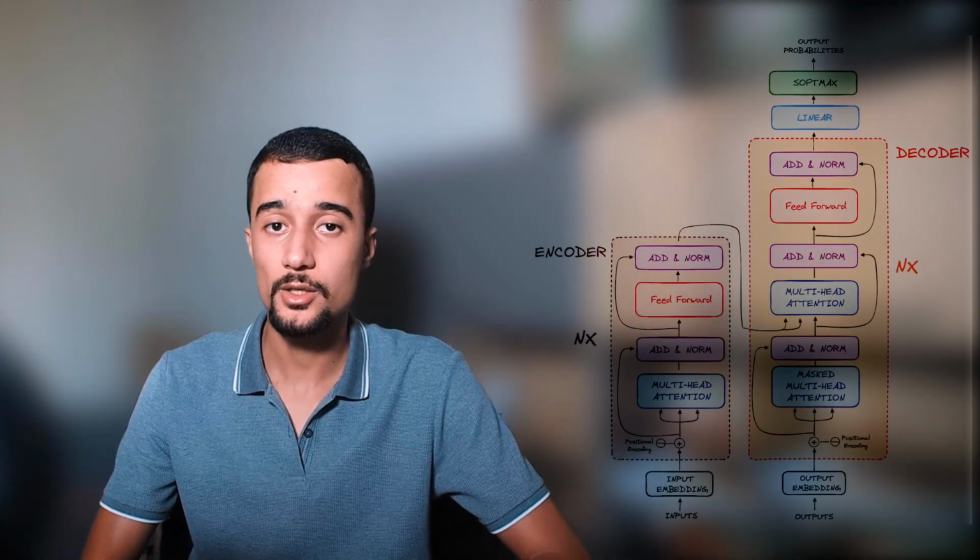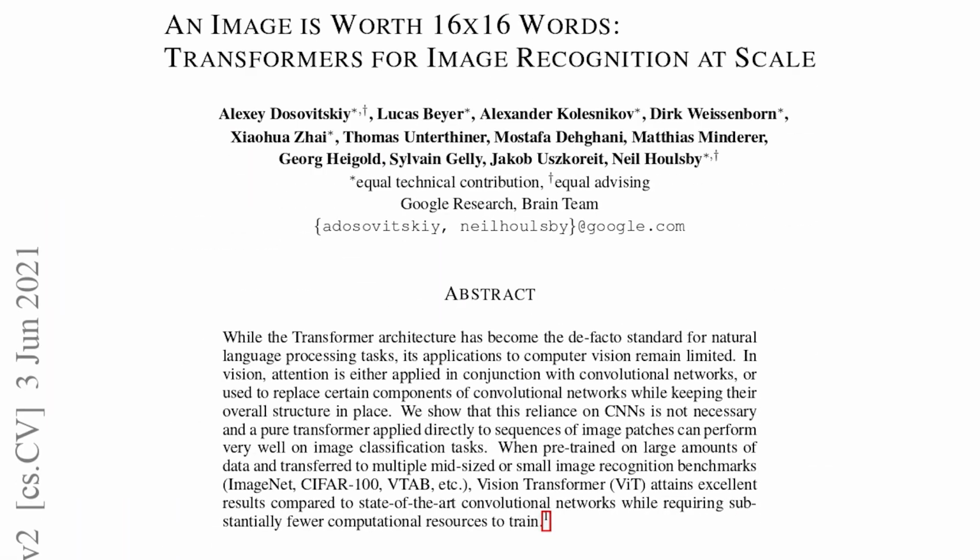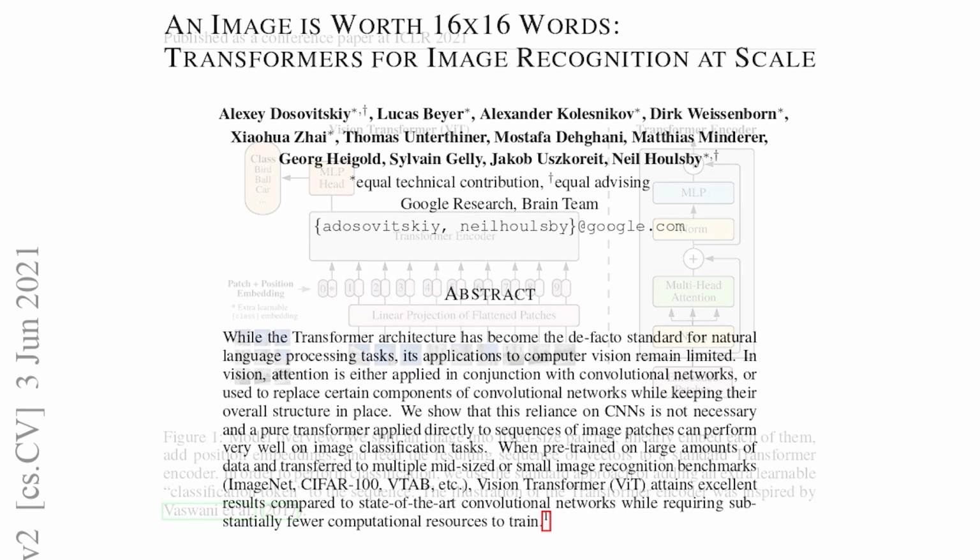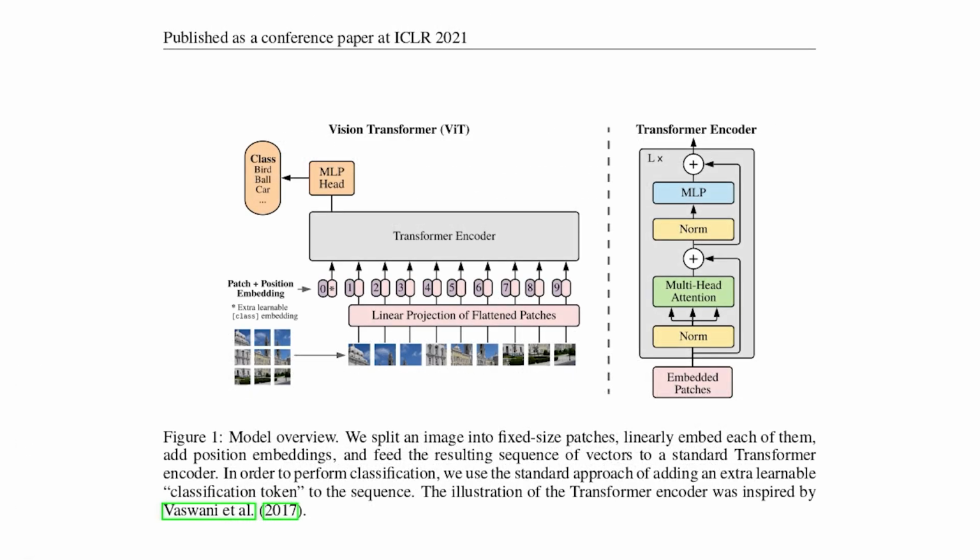So the Vision Transformer brought the transformer architecture to the computer vision field. The transformer architecture was developed in 2017 for natural language processing. So the main innovation in the Vision Transformer, or ViT for short, was its ability to process images in a completely different way from CNNs. And here's a quick overview of how it works.